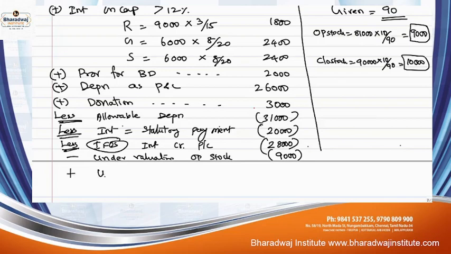Once again, opening stock is which item? Debit item. In the debit side when you enter a lesser amount, profit is overstated. How to rectify it? Eliminate it. In the credit side when you enter a lesser amount, add it back. Add undervaluation of closing stock. So this will give us book profit.